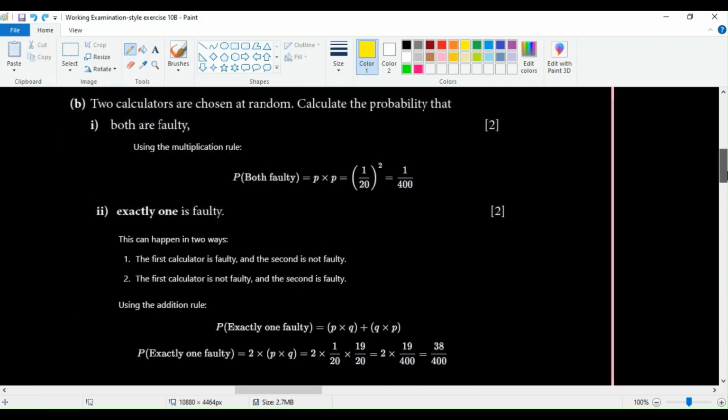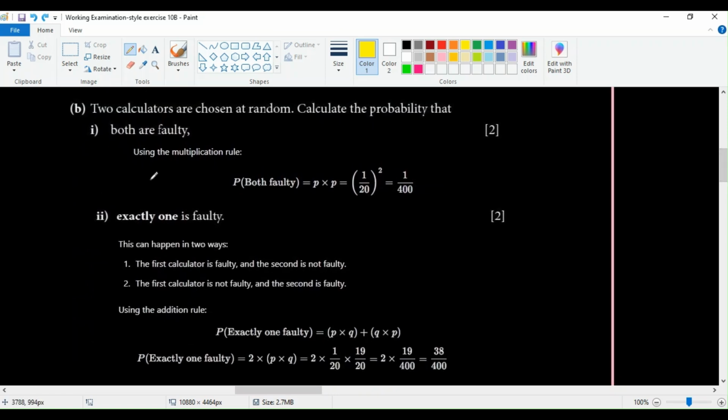When it comes to part B, it says two calculators are chosen at random. Calculate the probability that both are faulty. Using the multiplication rule, it is P times P, which is 1 over 20 whole squared, and is going to give you 1 out of 400, to give you 2 marks for this question.